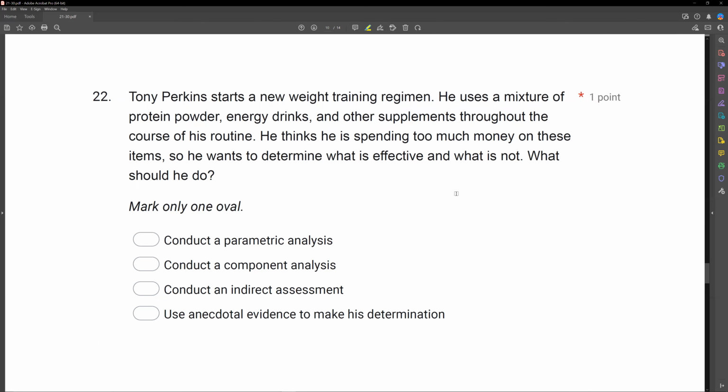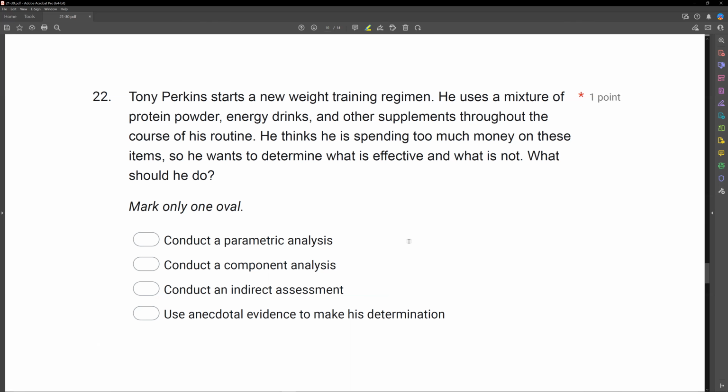So if he's got this whole regimen, let's think about that as a treatment package. His regimen has protein powder, energy drinks, and supplements. Our treatment package might have a DRO, a punishment procedure, and then a shaping procedure, let's just say. And if we want to determine in our treatment package what is effective and what is not, what are we going to use? Just like Tony needs to figure out, is protein, is energy, or is the supplements effective? So what analysis can we use to determine what component of our treatment package is most effective?